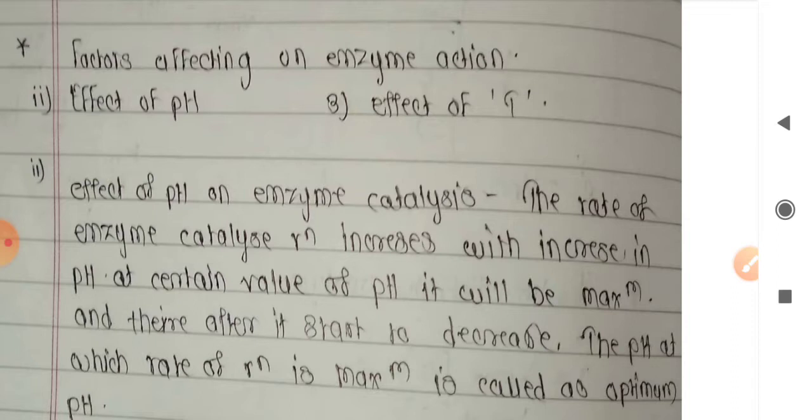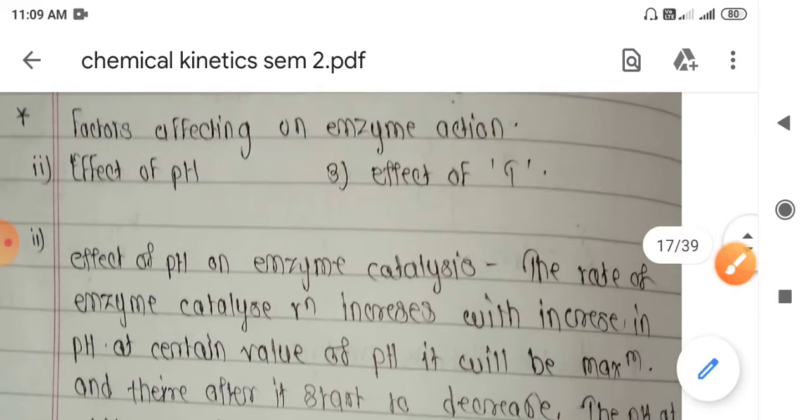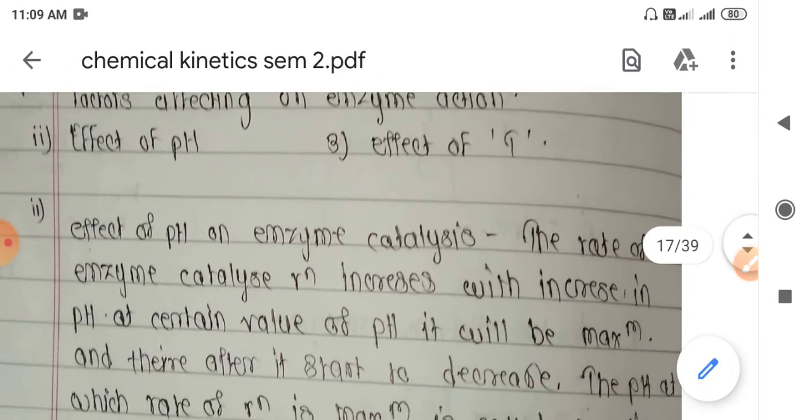Now next are the factors which will affect enzyme action. There are two factors: the effect of pH on the given enzyme catalysis reaction and the effect of temperature. Previously we have seen the concentration effect. This whole Michaelis Menten equation tells you about the effect of concentration of substrate and concentration of enzyme on the rate of reaction. Now the second effect is the pH of the solution, and the third effect is the effect of temperature.